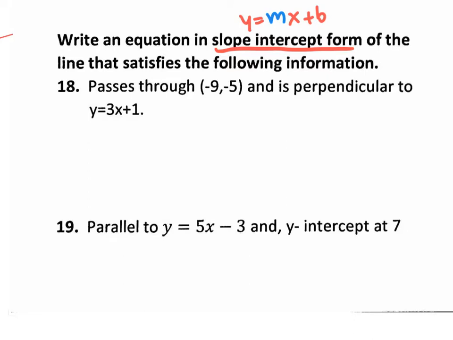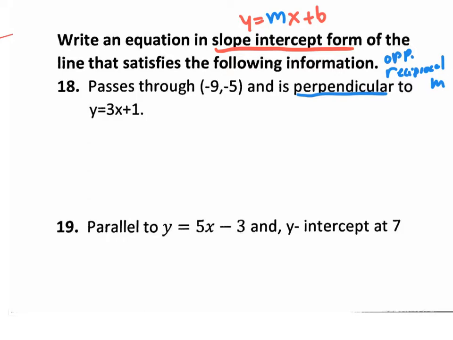So we want it to look like y equals mx plus b. And they give us some information. They say that our line passes through this coordinate, this x and this y value, this point, and is perpendicular. So what the heck does perpendicular mean? Opposite reciprocal m value, right? Opposite reciprocal slope. So if you don't know the vocab, you're not going to be able to even know how to start this question.